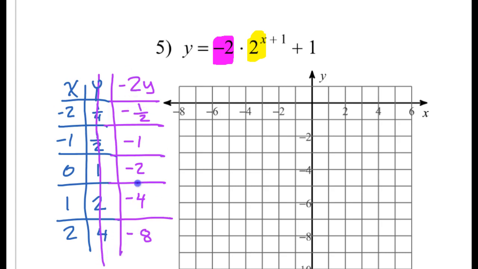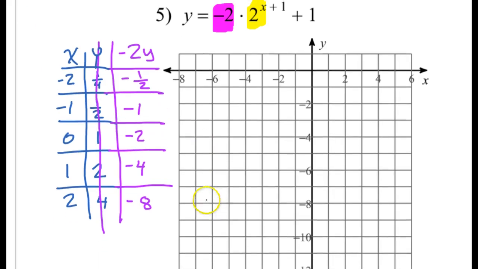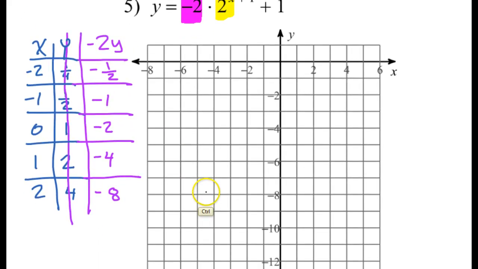So we can throw out the old y values. Let's go ahead and plot these points, but we will not connect them because they do not represent the final answer. So we have -2, -1/2. So that's going to be right here. And then we have -1, -1, 0, -2, 1, -4, and 2, -8.